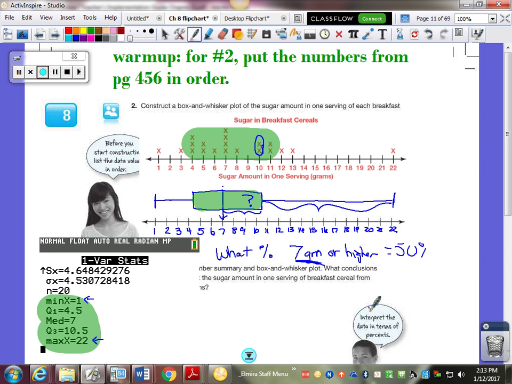I cannot ask how many were 6 grams or higher, because 6 is not one of our special numbers. It's in the middle of the box. It's nothing special. I could never ask about 6. That would be, again, a question I would say cannot be determined for.